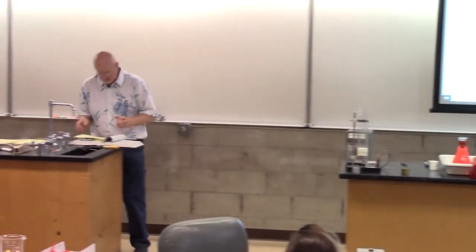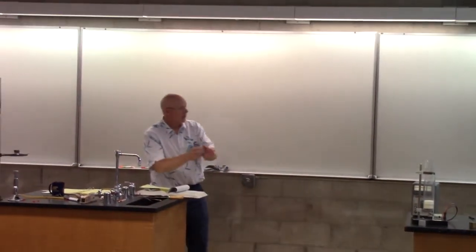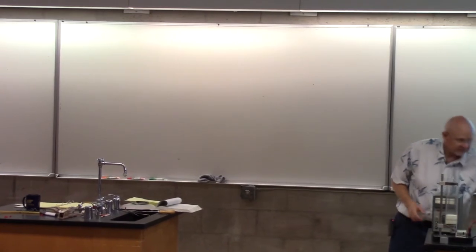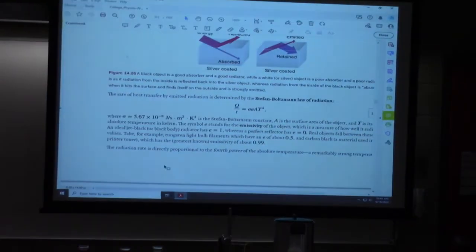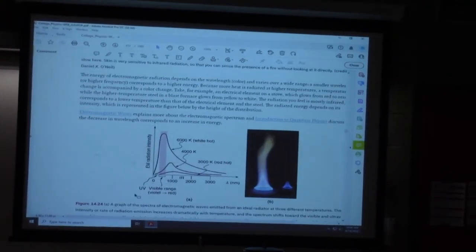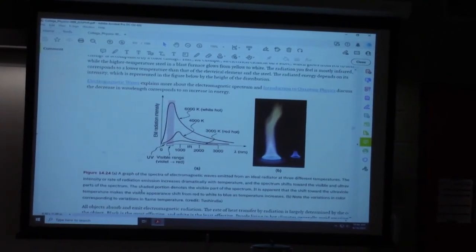Well, to finish the chapter then, let me give you the formula. This is called Stefan's law. Stefan figured out then, and maybe I'll go back to this graph. Well, there's his law right there. I'm going to talk about that. But it comes from this graph right here.